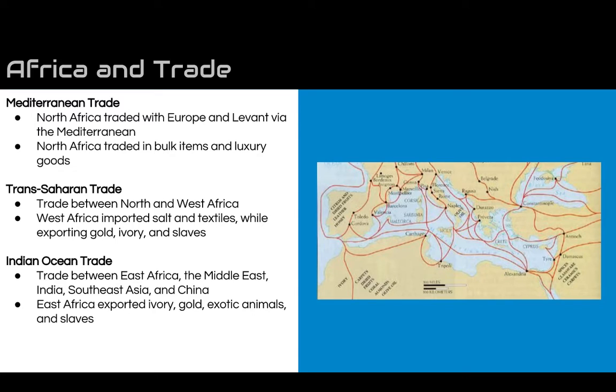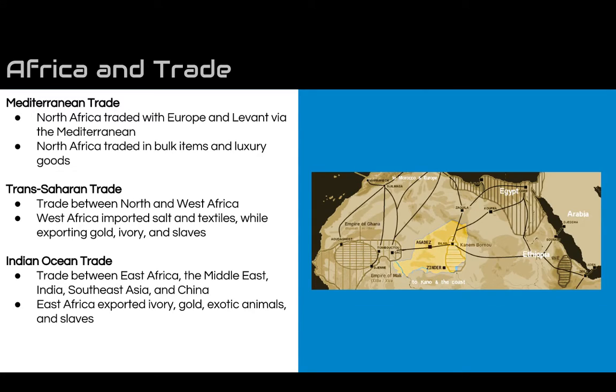Now, in looking at how Africa develops, it's really important to understand its role in trade in the world, especially regional trade and trade between regions. In the Mediterranean region, as you see in this image, North Africa had always traded with Europe and the Levant, or the Middle East. They usually traded in bulk items and luxury goods, but that Mediterranean trade. Beginning around the year 300, the camel saddle becomes invented, and camels become a very good tool for moving goods across deserts. We've talked about that before.